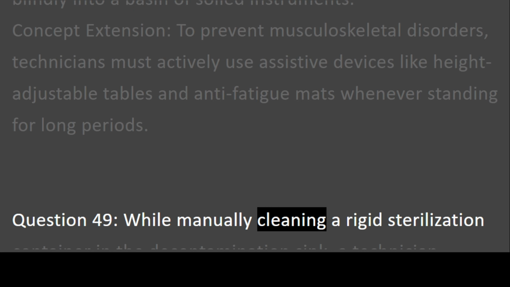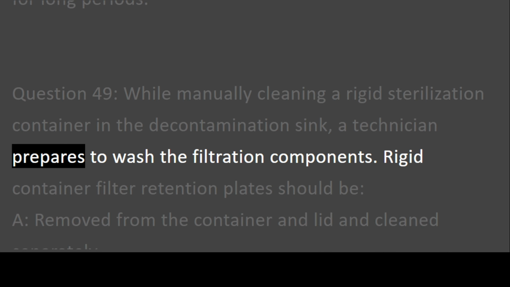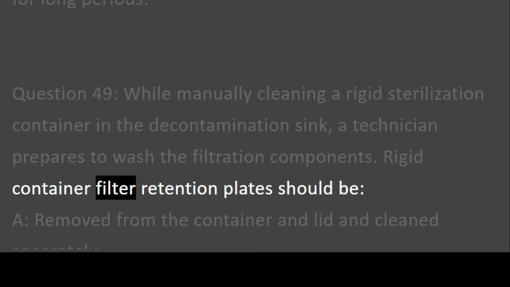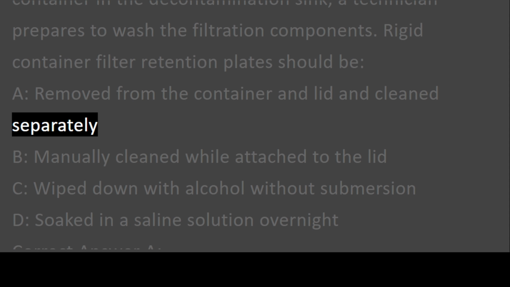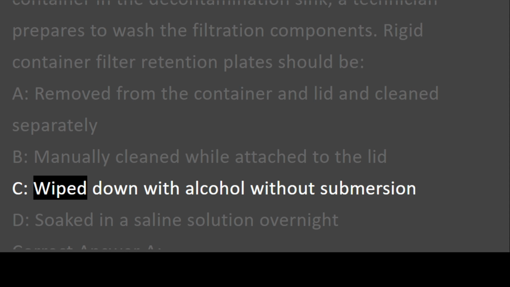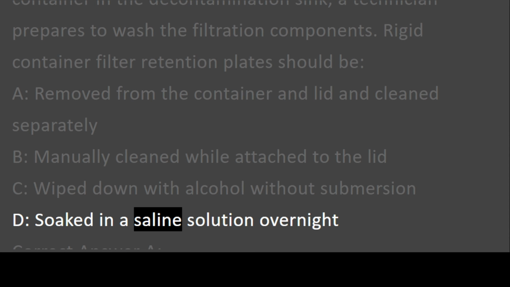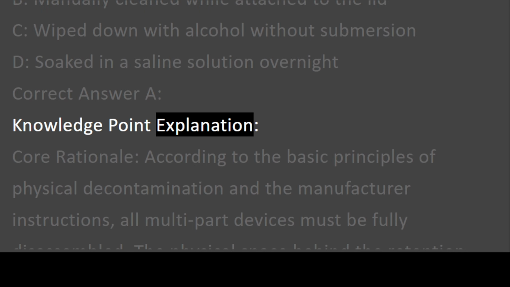While manually cleaning a rigid sterilization container in the decontamination sink, a technician prepares to wash the filtration components. Rigid container filter retention plates should be: A. Removed from the container and lid and cleaned separately. B. Manually cleaned while attached to the lid. C. Wiped down with alcohol without submersion. D. Soaked in a saline solution overnight. Correct answer A. Knowledge point explanation.